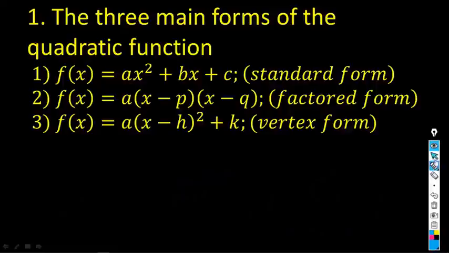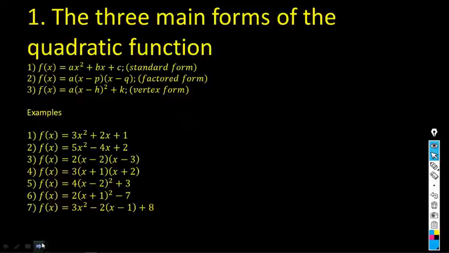Okay, so now we have three forms, and you can imagine we're going to have to convert from one to the other. But before we do that, let's do a little exercise. I'm writing here the three forms of the quadratic function: the standard form, the factor form, and the vertex form. Do you have to memorize them?